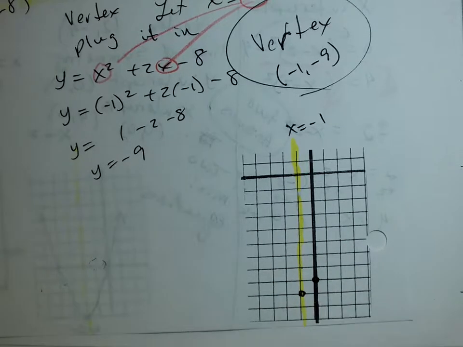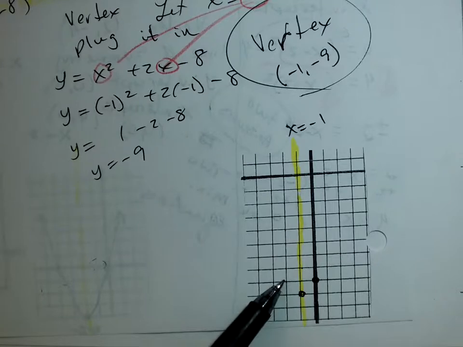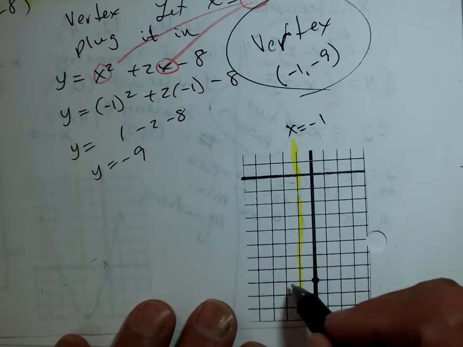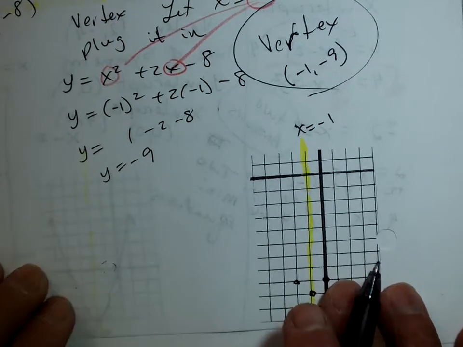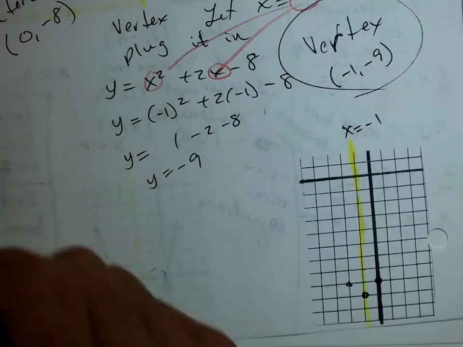Now, I have another point right there. Why do I have another point right there? It's a reflection. It's symmetrical, right? So I have another point there. Now, what about the X-intercepts? Let's see if you remember how to factor. Maybe. I'll go through it slowly.